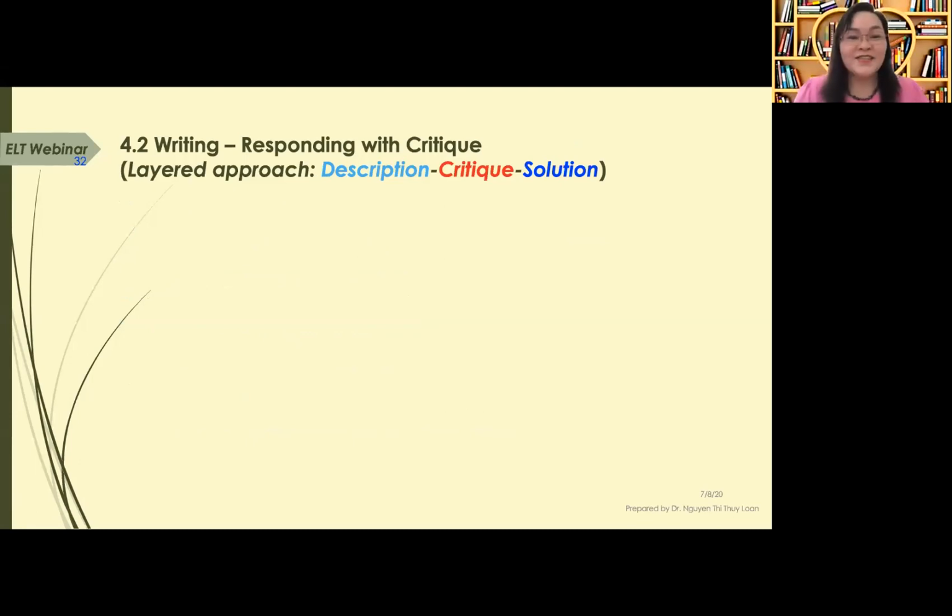Okay. So now the second way to move from descriptive to interpretive is to write with a response, respond with a critique. You can see here, the icon is the layer approach. It means that first you describe the literature, what people did, what they say, what they concluded, and then you follow by the critique. You critique what they found, what they say, what they concluded. When you critique the previous study, you sometimes may comment on their strengths or on their weaknesses. So no matter what you comment on, you have to come with the solution.